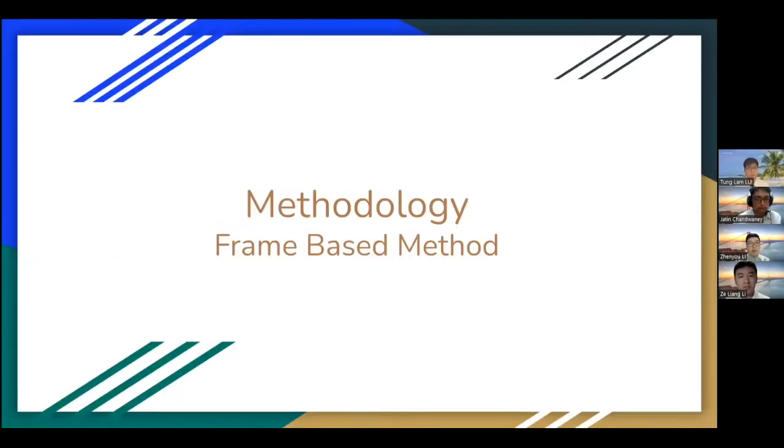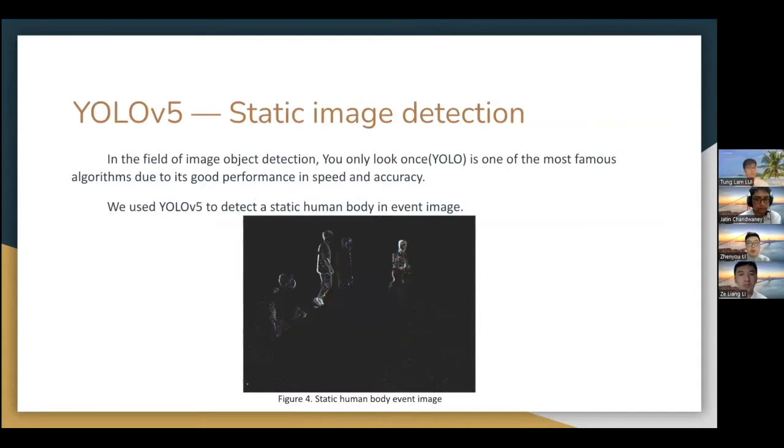We first introduced the frame-based method. In the field of image object detection, You Only Look Once is one of the most famous algorithms due to its good performance in speed and accuracy. We use YOLO V5 to detect a static human body in event image. Next page, please.